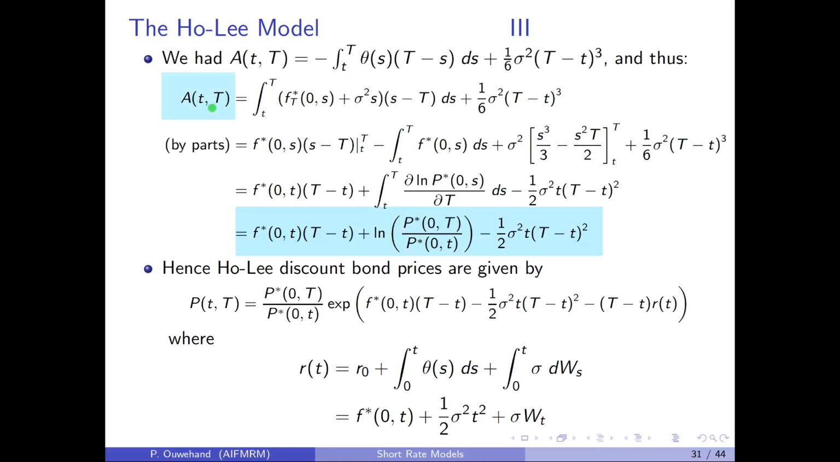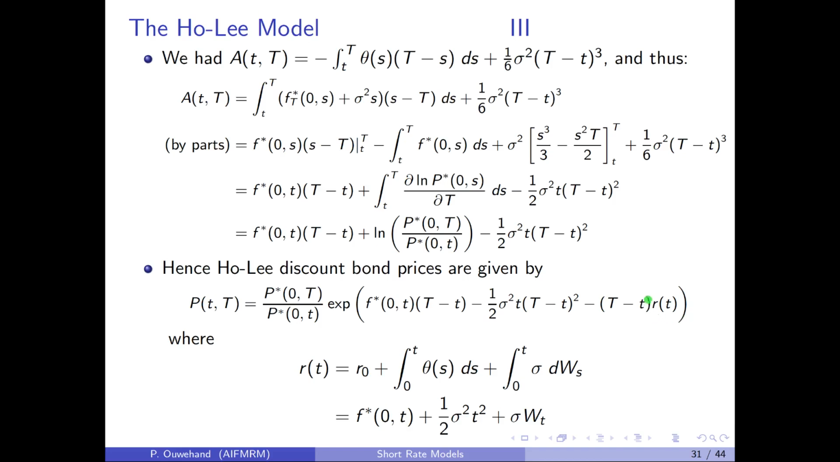Now that we know capital A, and recalling that capital B is just given by capital T minus little t, we have the form for the bond prices in the Ho-Lee model. Note that the price of the capital T bond at time little t depends on the prices of the capital T and little t bonds at time 0, as well as the forward rate at time 0.